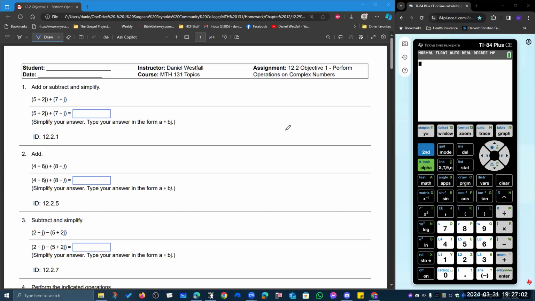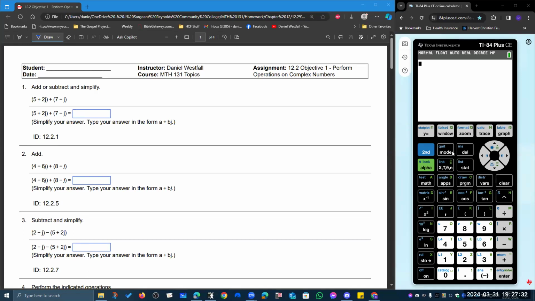In this video, we'll be talking about 12.2 Objective 1, where we perform operations on complex numbers. Some of the questions will require the use of a calculator that can have a complex mode. I have my TI-84 up here, since that's probably the calculator that you'll be using for this. So let's go ahead and get started.